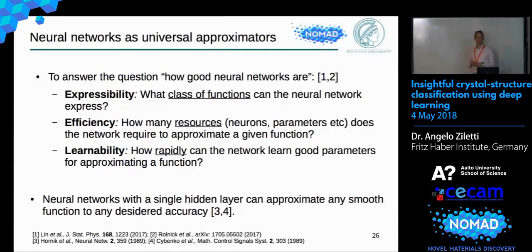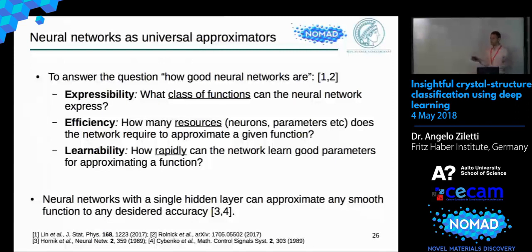And how do you know how good neural networks are? Remember, you always have to take into consideration these 3 things. This comes from a very nice paper that I encourage you to read from 2017 by some people at MIT. So there is expressibility: what class of functions can the neural network express? Now, that's only one thing. The other thing is efficiency: how many resources do you need? If you need an infinite amount of data, then it's useless, right? You don't have that. And learnability.